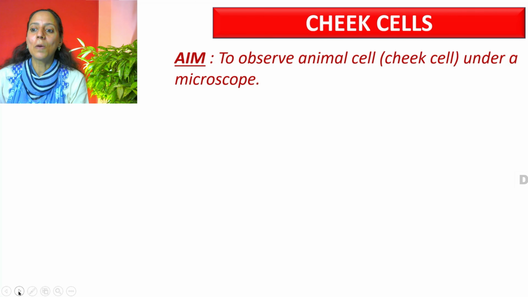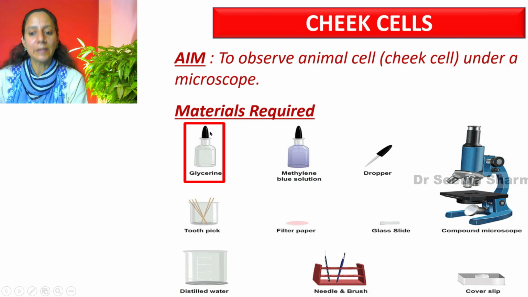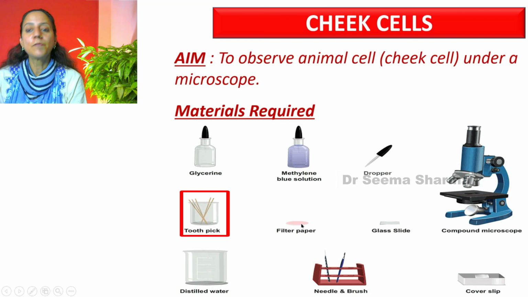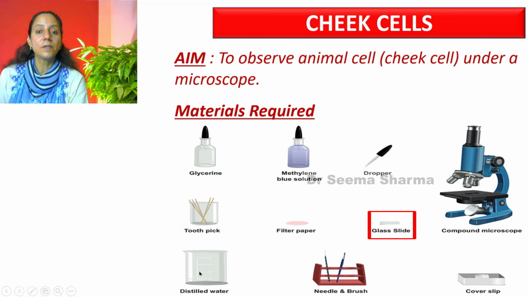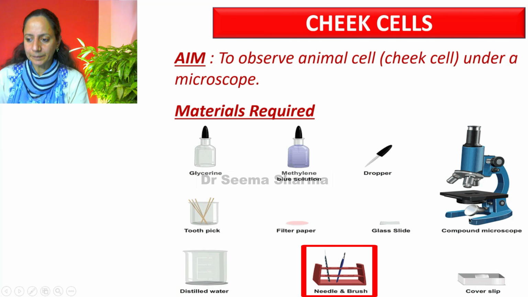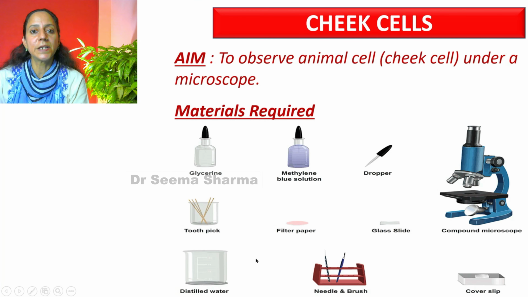Now let's learn about the basic components of an animal cell also, and for that we are taking cheek cells. The aim is to observe an animal cell, the cheek cell, under a compound microscope. So what do we need for this? We need glycerin, methylene blue, dropper, toothpicks, filter paper, glass slide, water, which can be distilled water or normal tap water, needle, brushes, and one compound microscope. So these are the materials required.